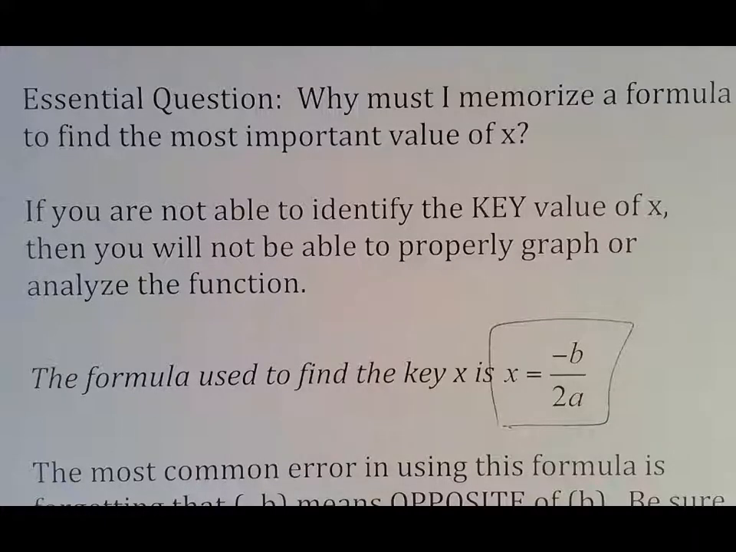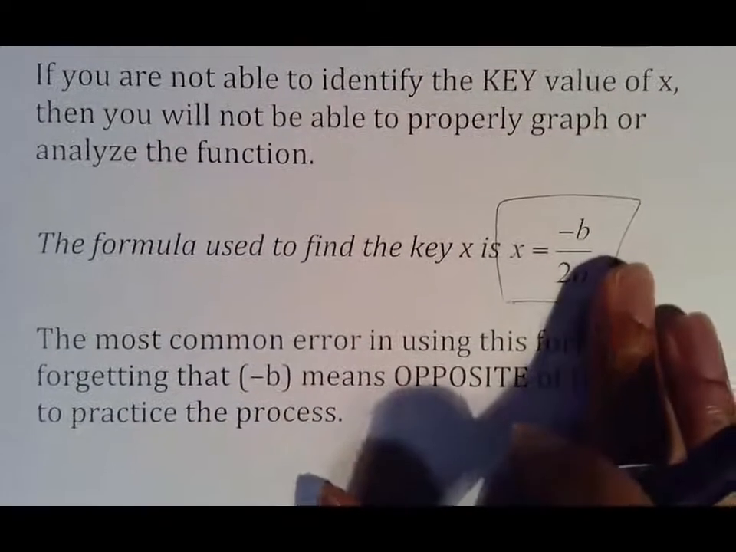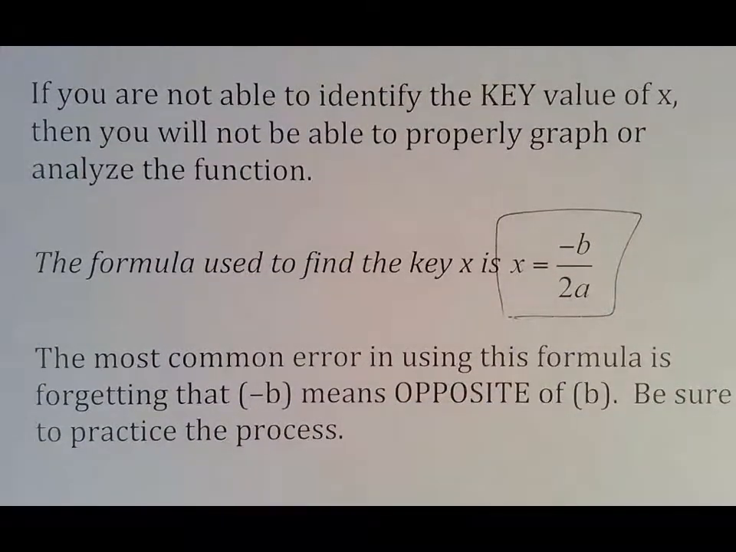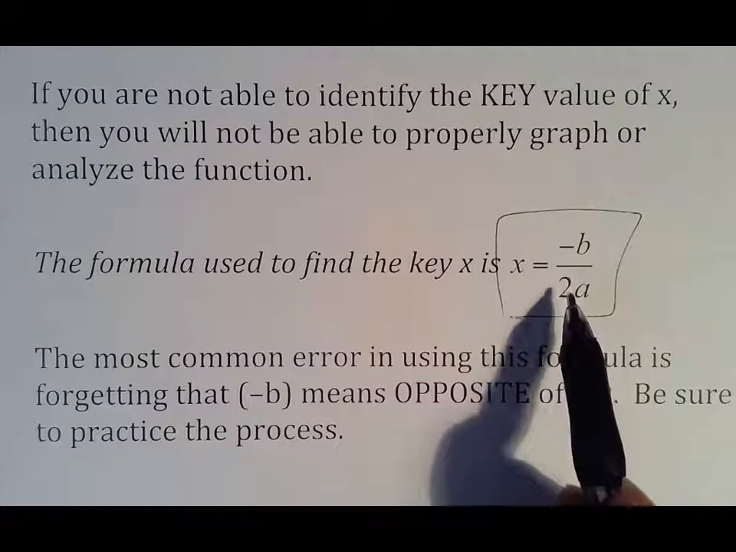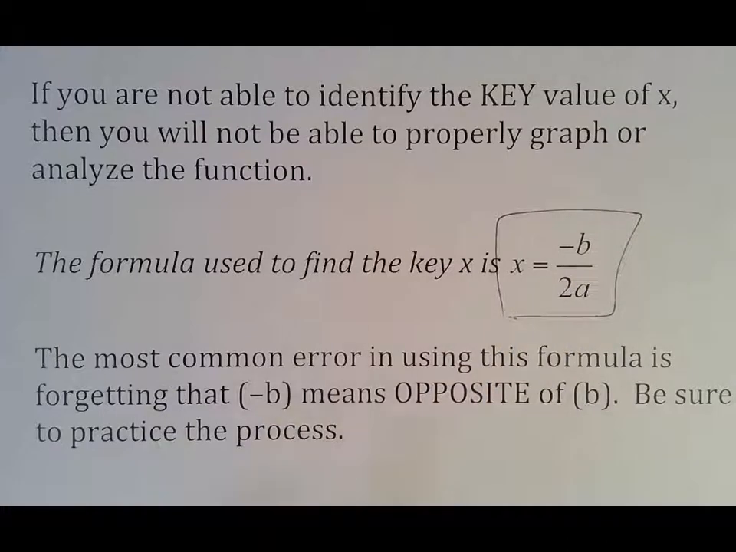Anytime they want a graph of a parabola, a quadratic function, or they want to know the vertex, or the maximum, or the minimum, if you do not know the key, you can't find anything. So make sure you write that down and try to memorize that. The most common error is forgetting that negative b means opposite of b. So you put the opposite of b on top, and then you double a and put that on the bottom, and that will give you the key x that you are looking for.